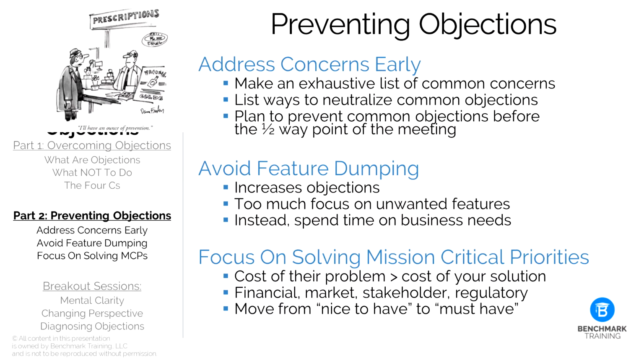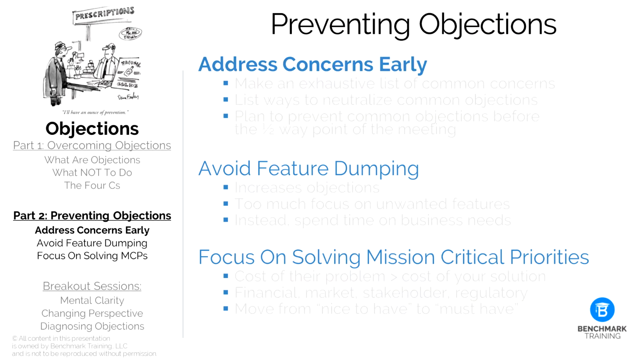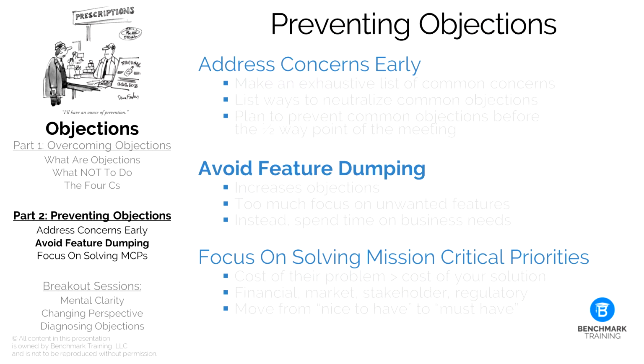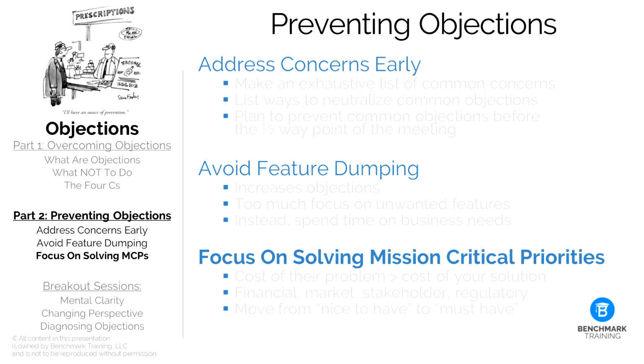First, you want to address common industry-specific concerns early in the dialogue. Next, you must avoid feature dumping. And most importantly, you want to make sure you're able to clearly show your buyer that the cost of the problem is greater than the cost of the solution by focusing on mission-critical priorities. Let's start with addressing the most common concerns.